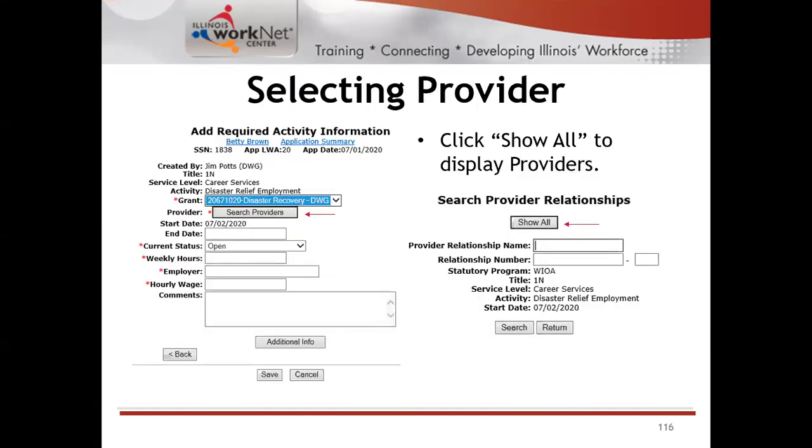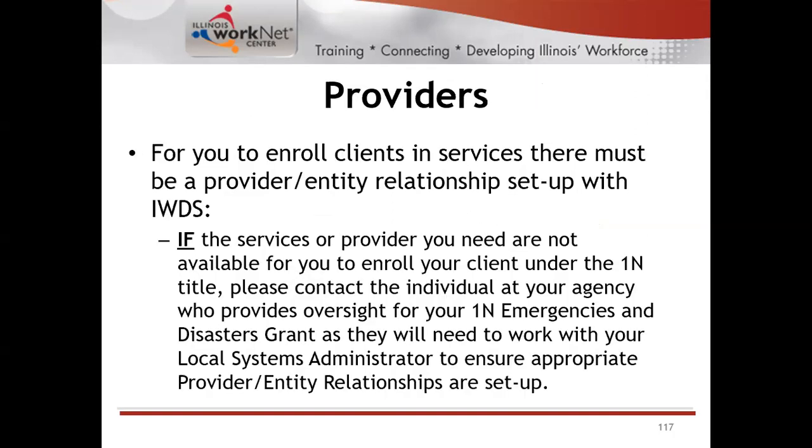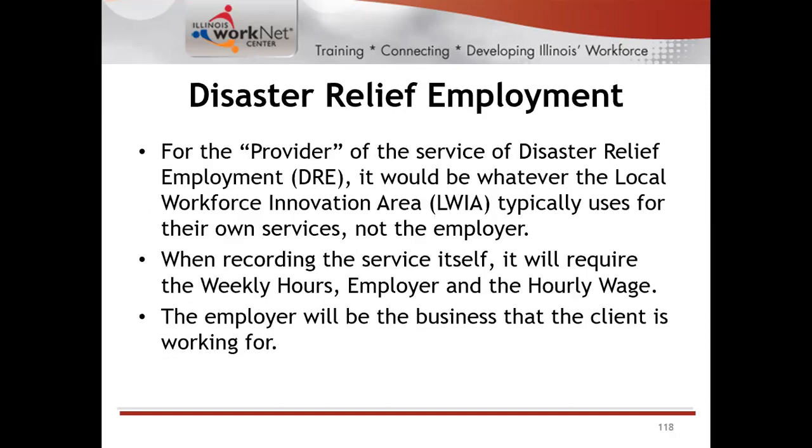The next is your providers, choosing the provider. Here's one of the things: your local systems administrator at each LWIA sets up your provider relationships. So all the provider relationships for the disaster recovery and the employment recovery are going to be set up under the 1N title. Some of the details, though: the disaster employment is under the disaster recovery grant. That service can't be under the employment recovery. So that's something separate. We'll get into it during that PowerPoint, but these are a lot of really important details to make sure staff understand, if you have both of those grants, to select the appropriate one.